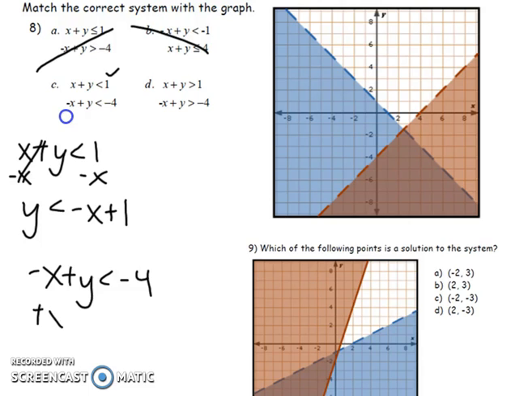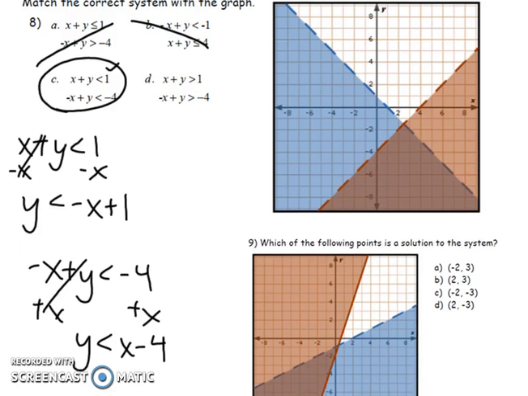It's plus x. y is less than x minus 4. So let's see if we can find that line. It did cross at -4 and it went up and over, up and over. It was dashed and they did shade below. So that checked out. So our answer is C.